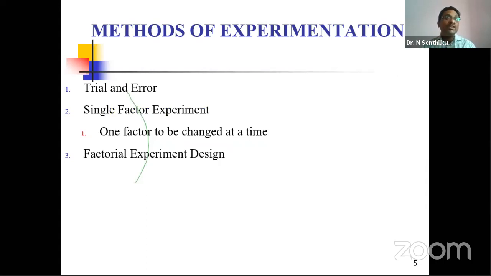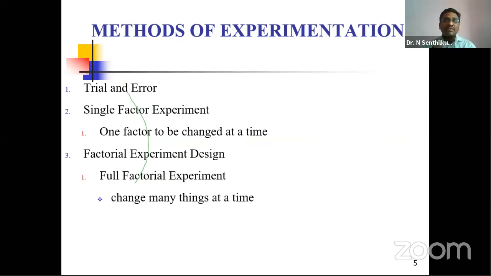Then we come across the most important part of this DOE, that is factorial experimental design. In this factorial experimental design, we have two classifications. One is full factorial and the other one is the partial factorial. The full factorial is simultaneous, we are going to change many parameters at a time. So all possible combinations will be present. But the main drawback is the higher number of experimental runs. That and all we'll see later on.